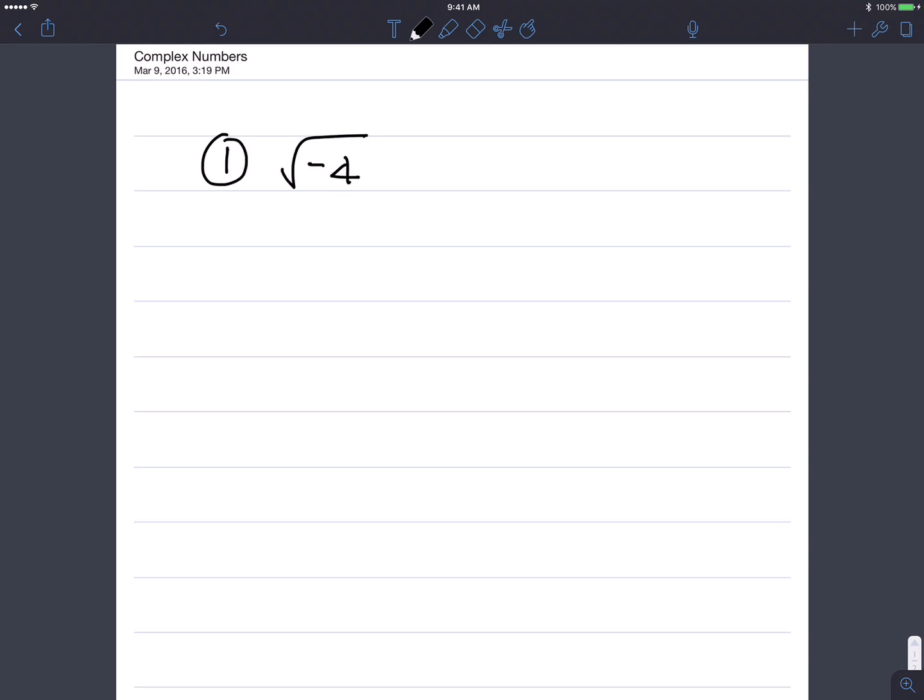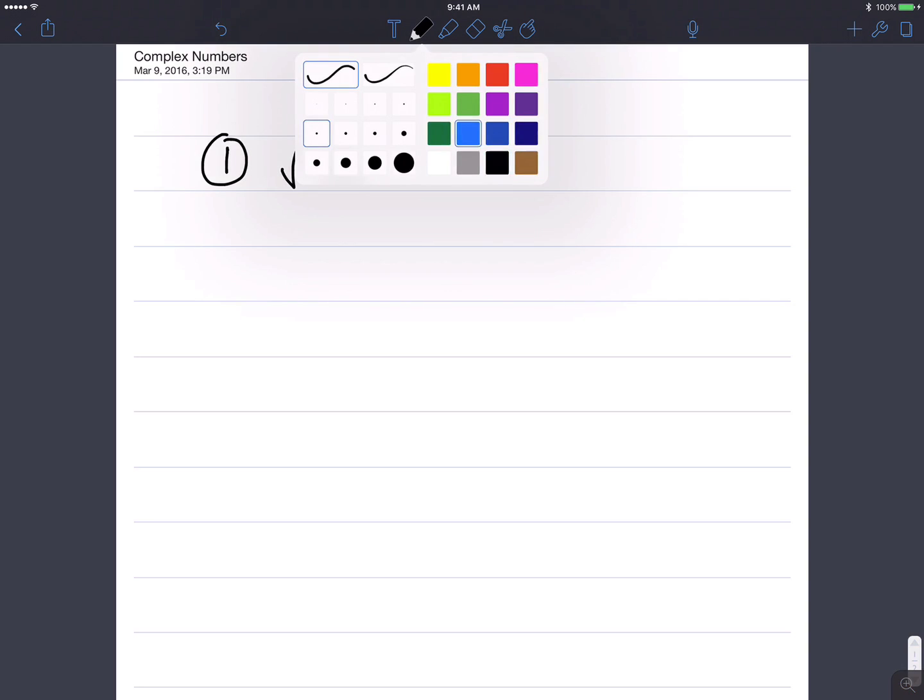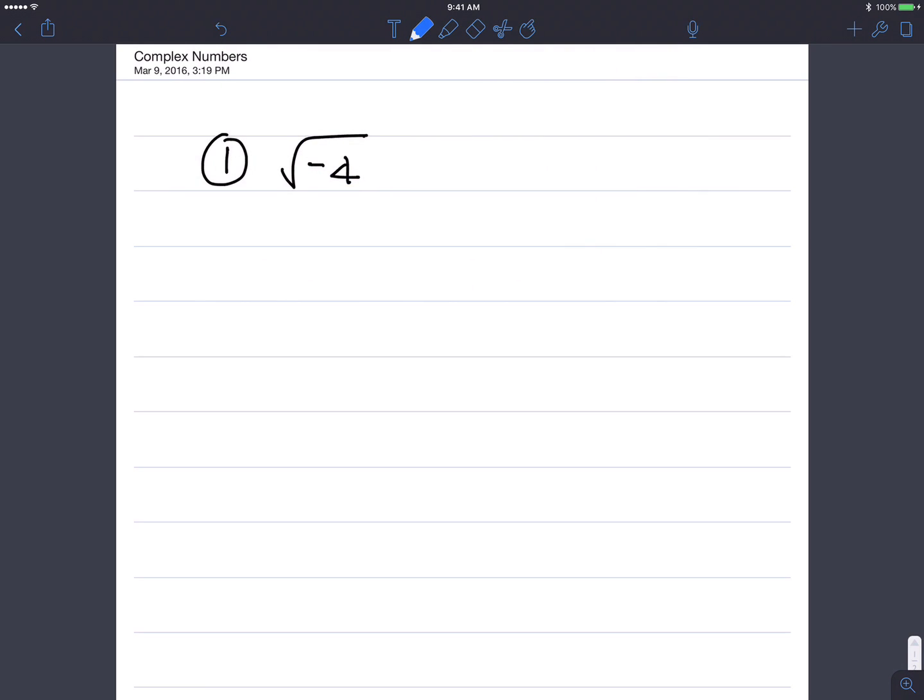Okay, this is the video solutions for the complex number homework. And in lecture, we went over some ideas that we're going to be using here. Let's recall what we went over. We're going to use the product rule first of all: that the square root of a product is the product of square roots.